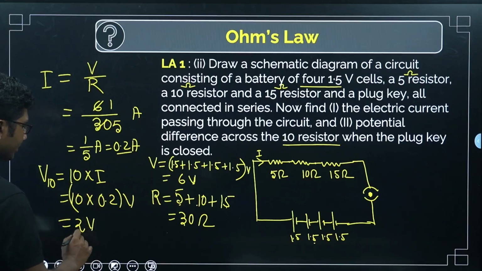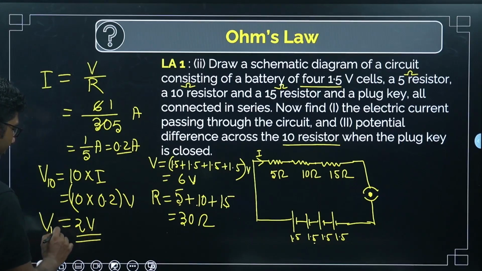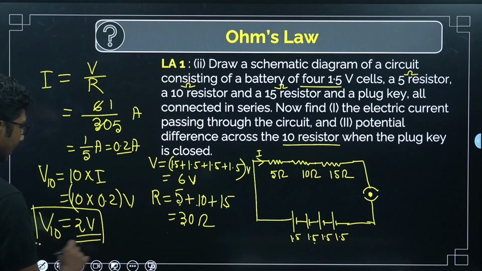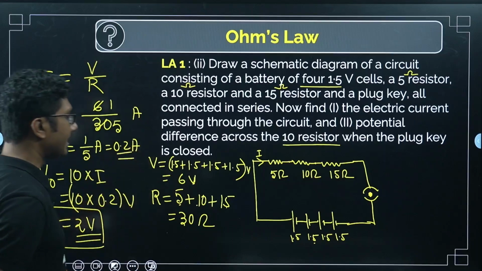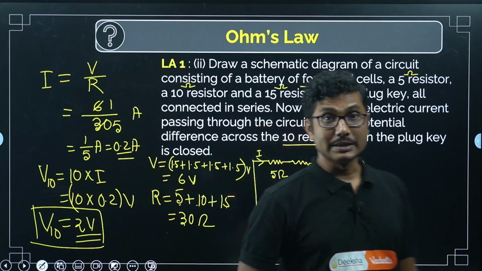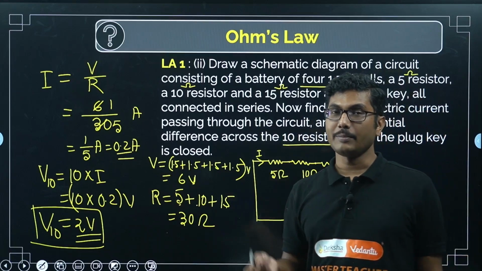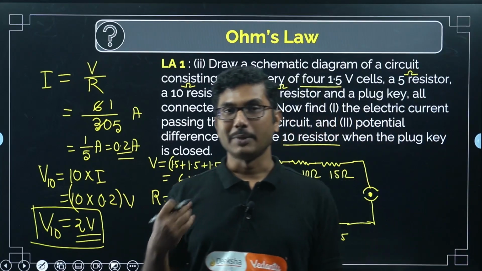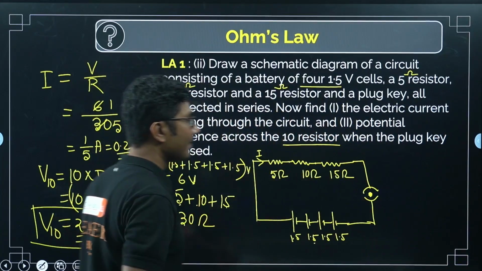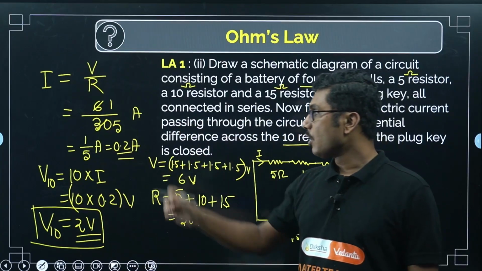Now remember to use the units. When you are calculating the potential, it should be volts. When you are calculating the current, it should be in ampere. When you are calculating the resistance, it should be in ohm. These are the basic units, so you should be familiar with these units. And if you still have any doubts, mention in the comment below what doubt you have.